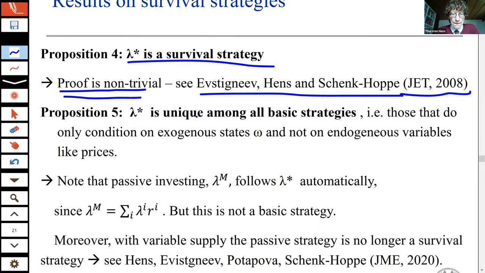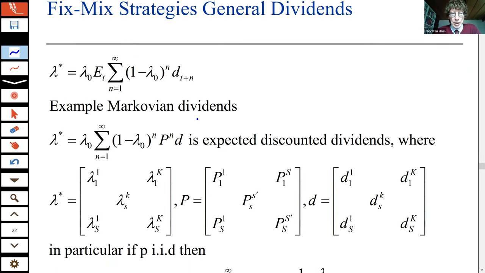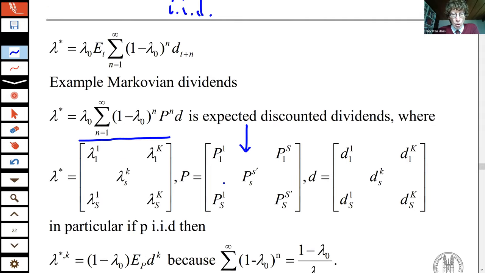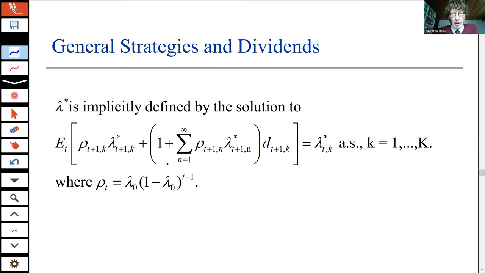Okay, so now the results which I've shown you were for a simple case where we assumed IID. So we assumed the relative dividends are drawn like heads and tails with a stationary probability. But of course, you can generalize this, for example, to a Markovian case where you have transition probabilities instead of IID probabilities. Then the survival strategy is this Markovian relative dividend strategy, or you can even do it without such assumptions.